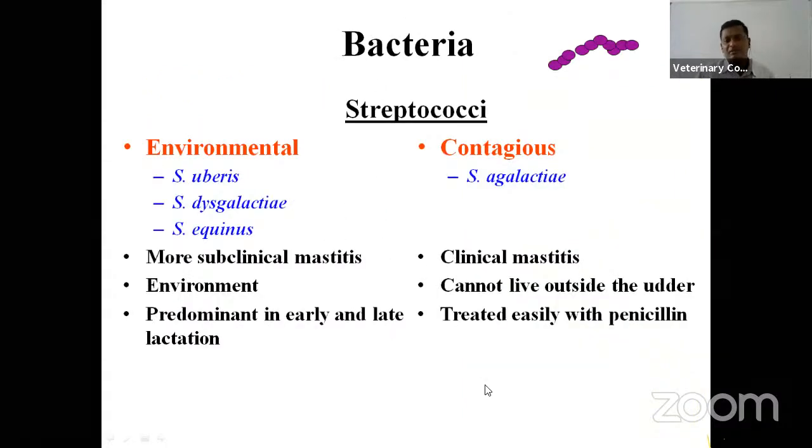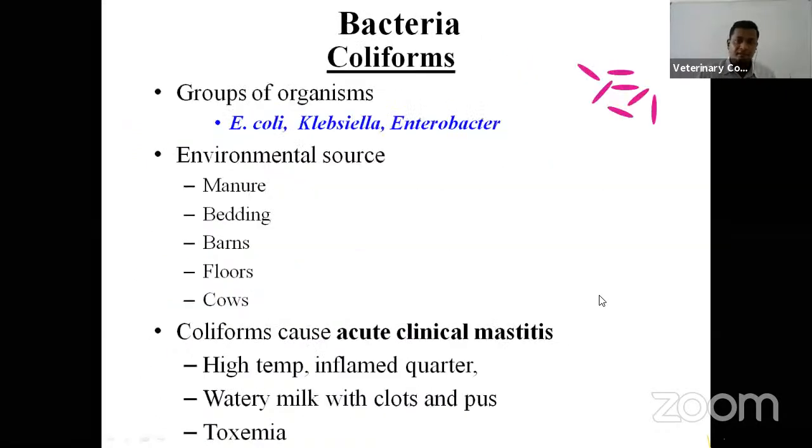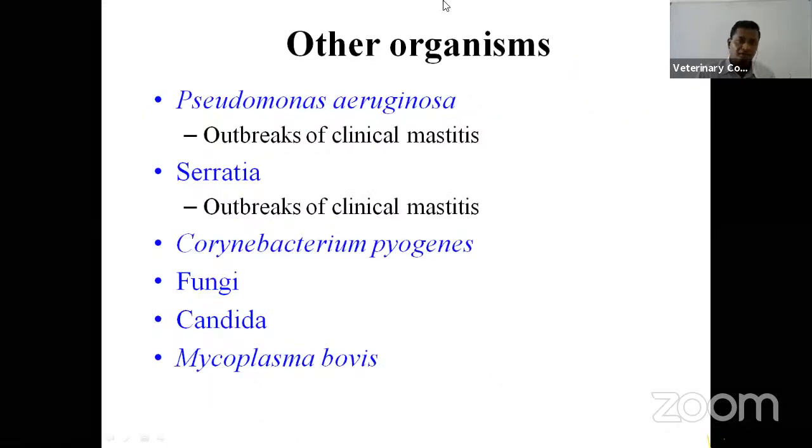A large number of bacteria, as I told you, cause mastitis: various species of streptococcus, various species of staphylococcus that are associated with contagious mastitis, or the coliforms, most importantly E. coli, that are associated with environmental mastitis. We get acute mastitis whenever these organisms invade the udder.